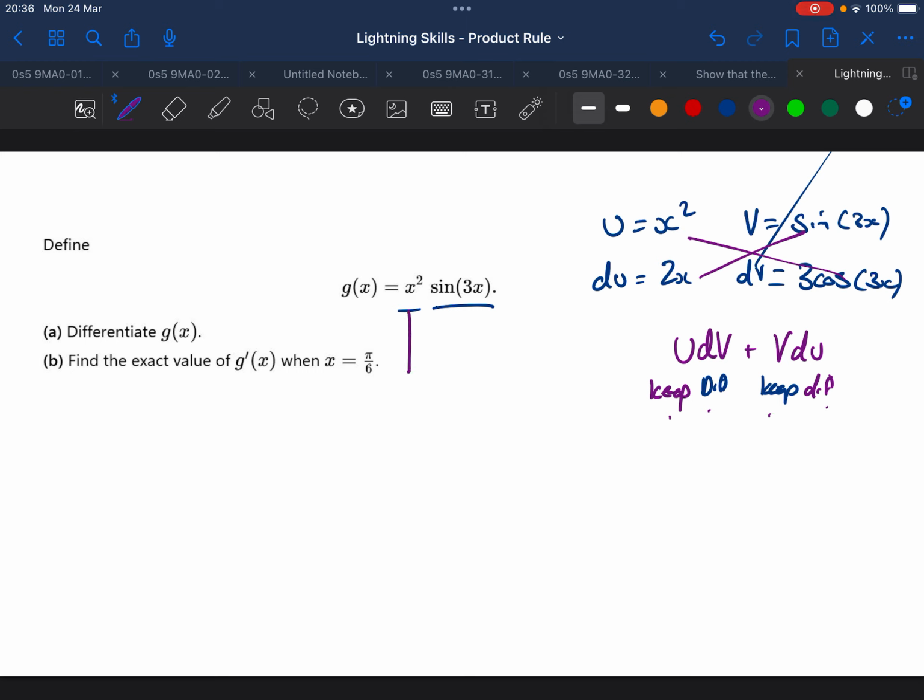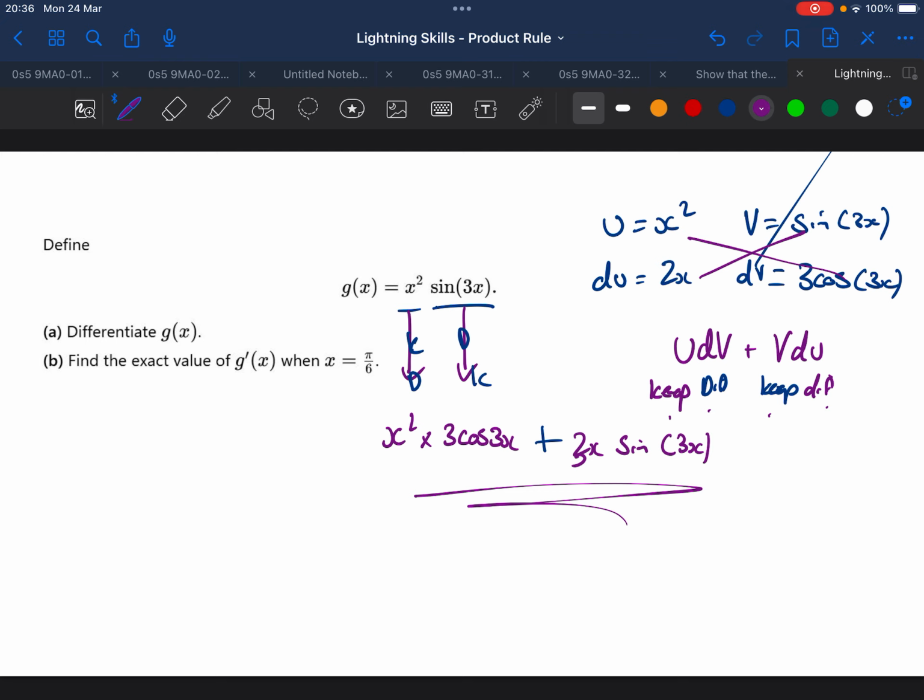So let's try that now. I'm going to keep it. I'm going to differentiate this bit, which is 3 cos 3x. And then I'm going to add. So what did I do just then? Well, I kept and I differentiated. So now let's differentiate and let's keep. If we differentiate, we get 2x, and if we keep it, we get that result there. Okay, so a very, very quick way to do it. That would be g-x. So when you have the product rule, keep, differentiate, differentiate, keep.